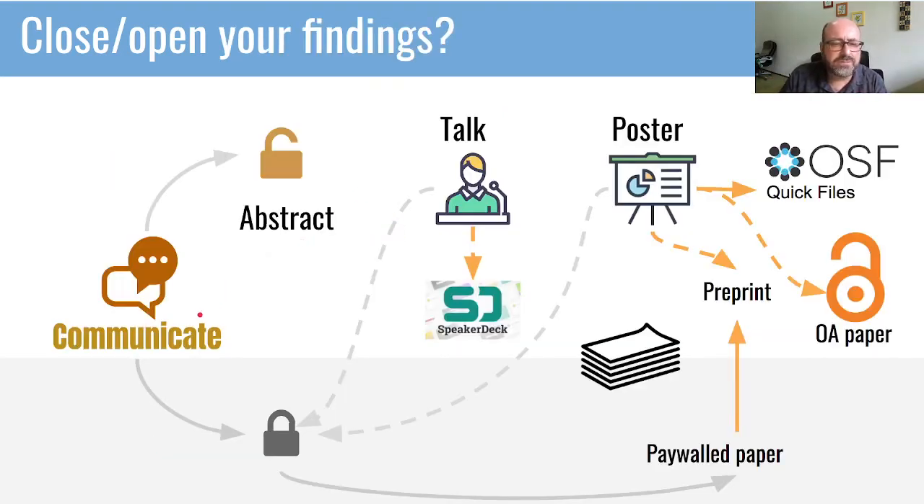When we communicate the findings, we can make it closed. I mean, you can simply opt to not share, not submit an abstract to a meeting, not give a talk, not present a poster, because sometimes you are not allowed to do that. You are conducting research that is paid by a sponsor, there is a patent involved. And that's justifiable. It's justified because you cannot share the data.